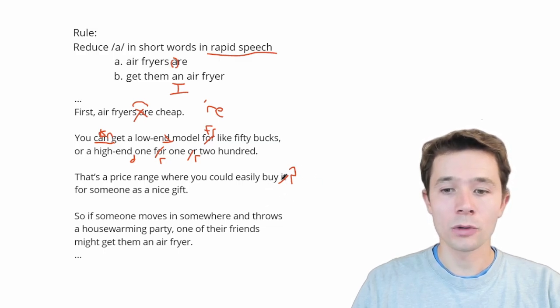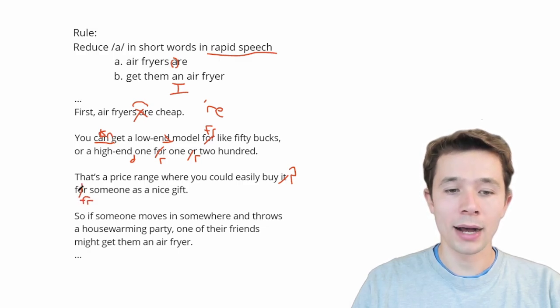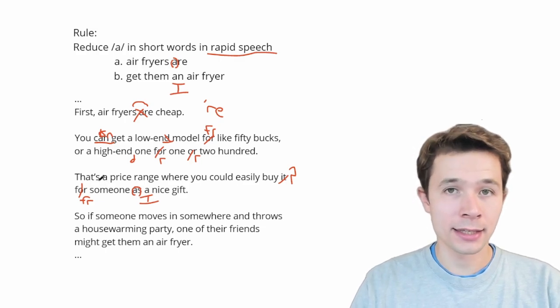Here though, at it, we definitely turn that into a glottal stop, and we apply the same rule where we have for turning into fur. Buy it for someone as a nice gift. Here that a in as gets turned into the I that we were talking about earlier. Someone is a nice gift.